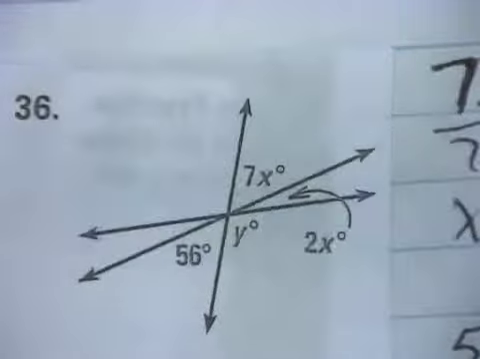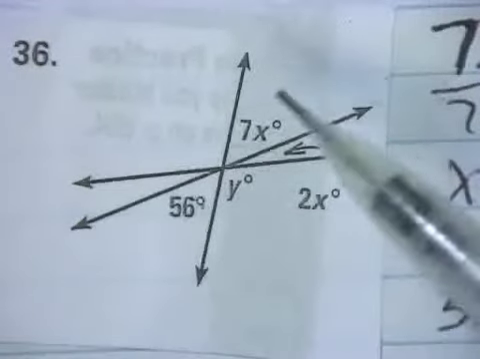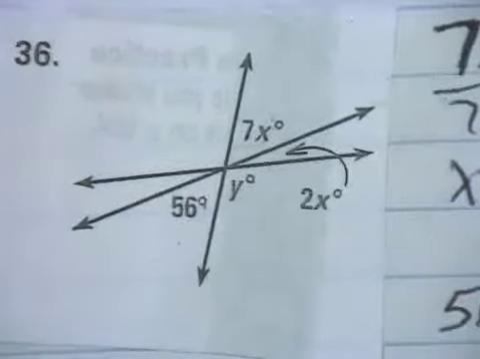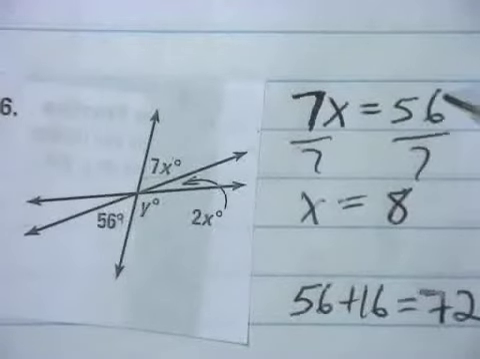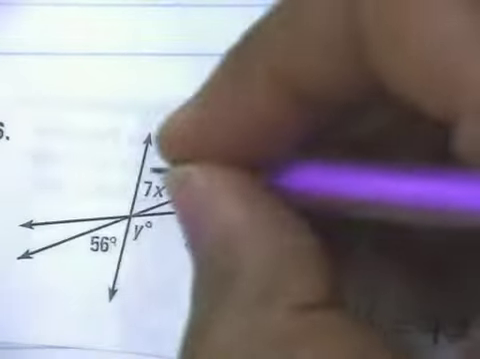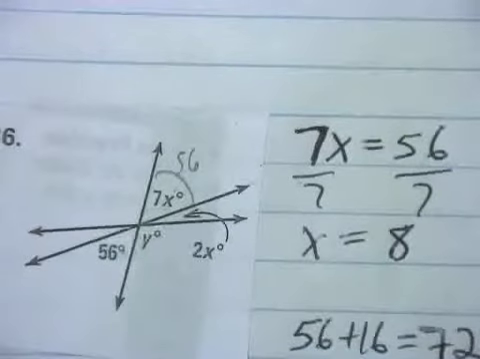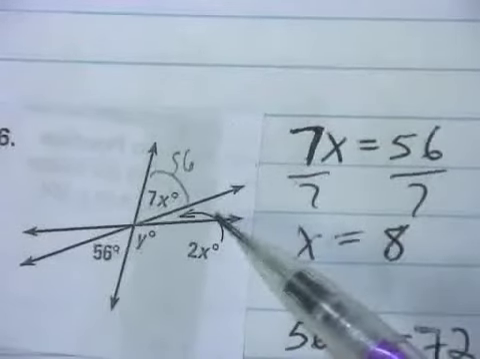Question number 36, we have here a lot more information. Well, what do I know for certain here? I know that 56 and 7x are vertical angles. I know that they are congruent. And if they're congruent, well, then I know that they're equal to each other. So I'm going to set them equal to each other right here. So 7x is equal to 56. Divide both sides by 7, x is equal to 8. So I can just put 56 degrees here, by the way.